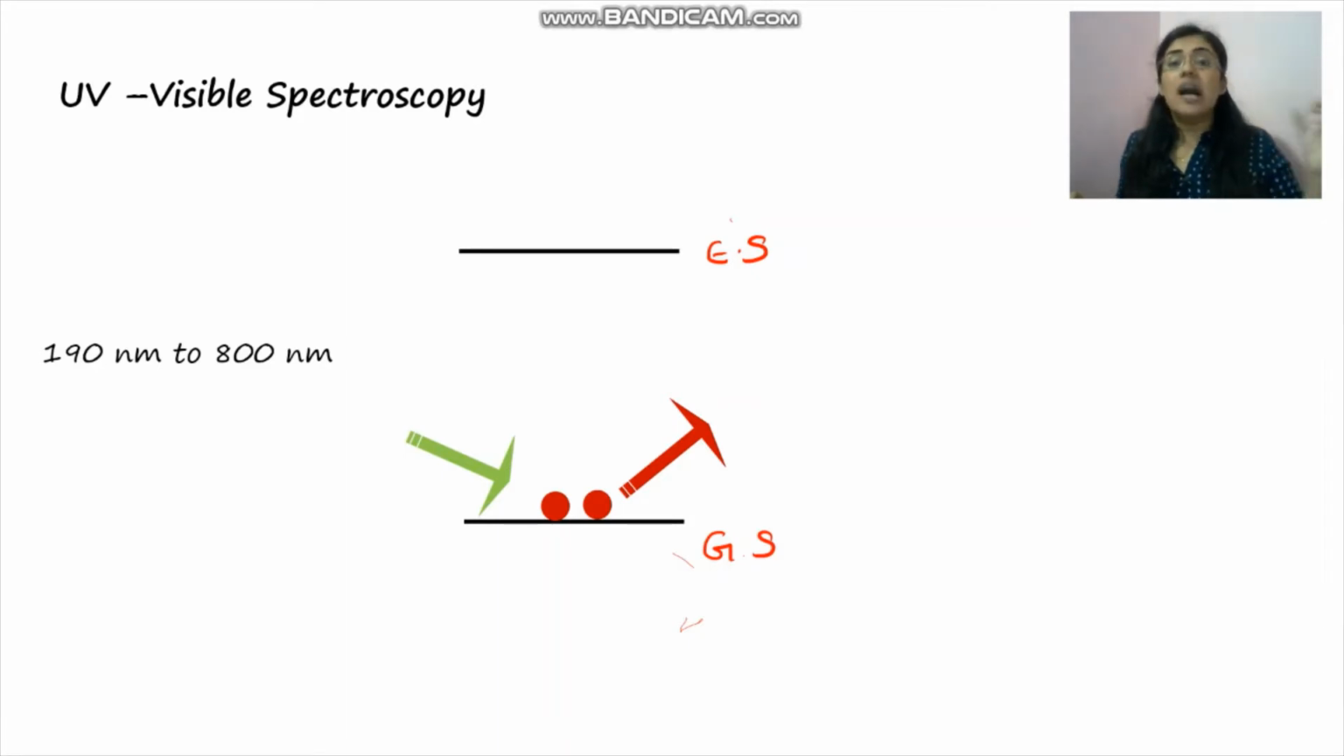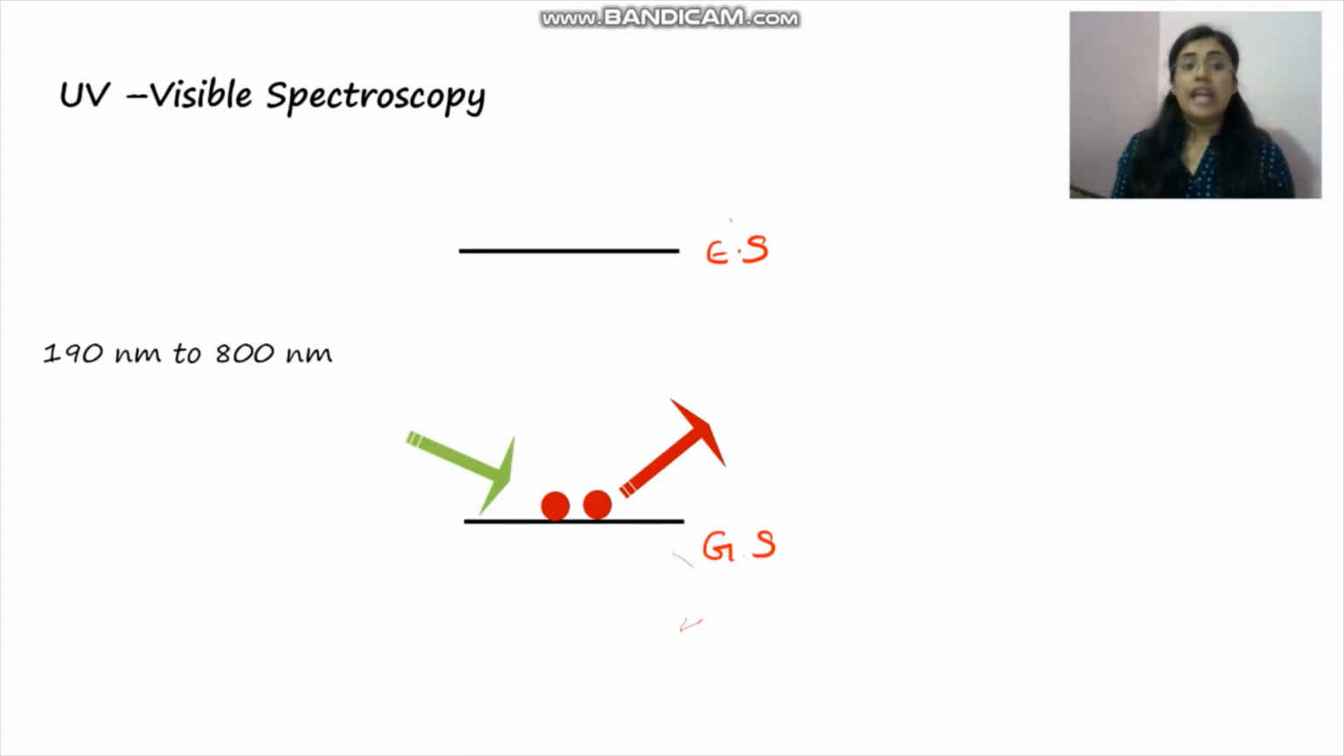So the energy absorbed by the electron would be in the UV visible range, 190 nanometer to 800 nanometer. And as it absorbs energy and returns, the wavelength or the color of the light that is absorbed and the light that is given out would be complementary. That is why we see complementary colors.